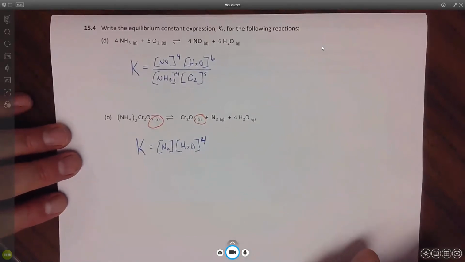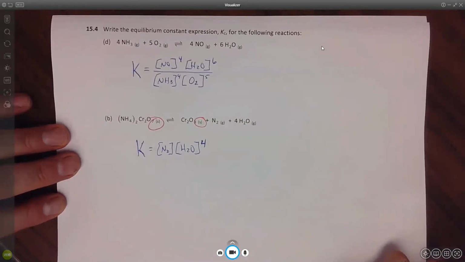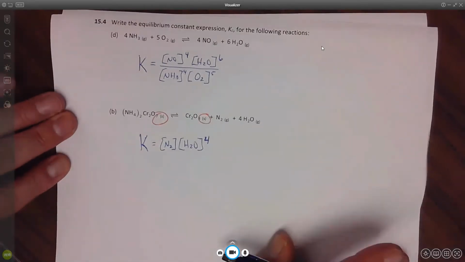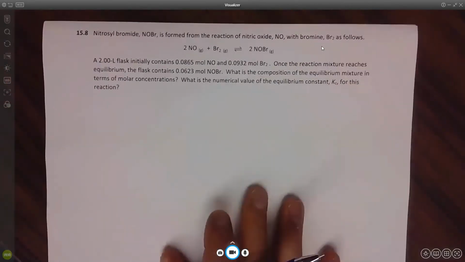Okay, any questions about the equilibrium constant expression itself? It's fairly straightforward. Okay, let's try another.